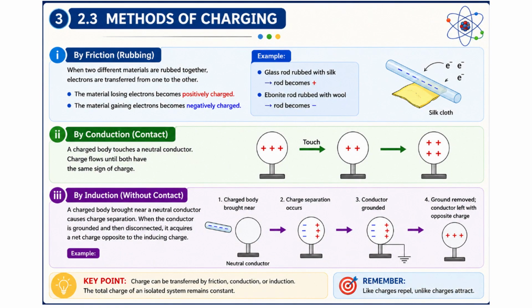Hello students, welcome back to Physics 102 lecture. Before we proceed, I would like to take us back a bit on what we have discussed previously on electric charge. In our last lecture, we established that electric charge is conserved and is quantized. Okay? We know that it can't be created nor destroyed.